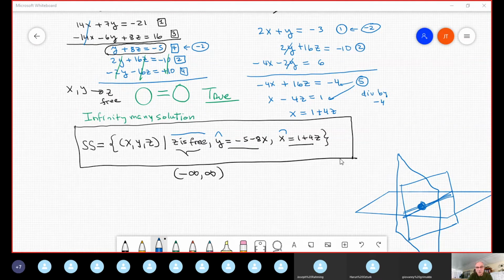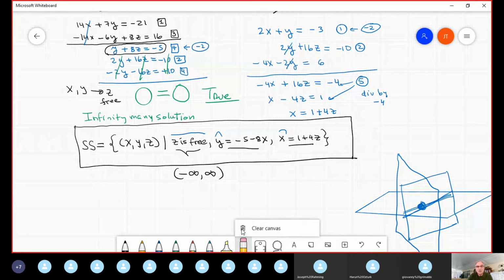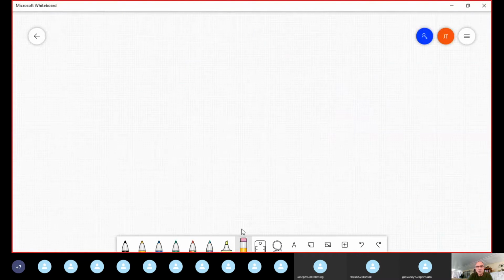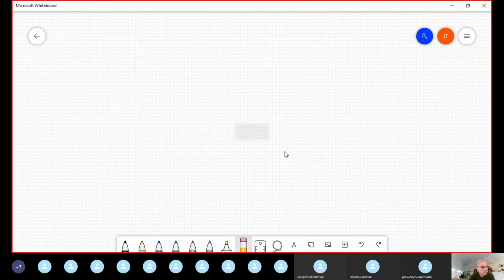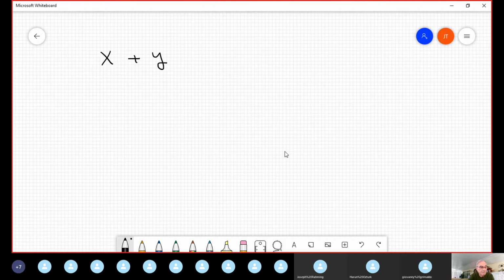One new example to illustrate very well this idea of the free variable. Suppose, this example is very, very straightforward. Interesting. Suppose x plus y plus c equals 10. This is my equation 1.